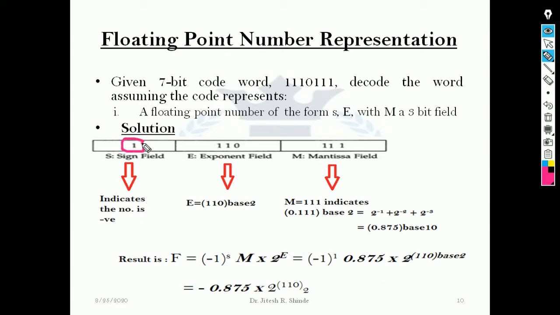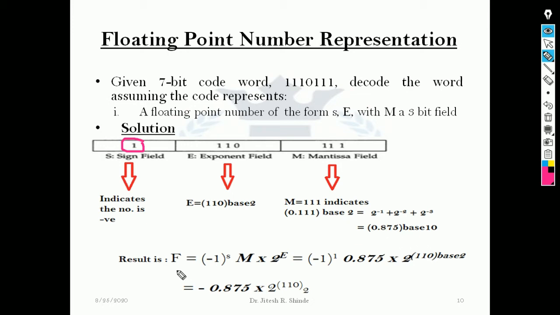Here, this number 1111011 indicates the number is negative. The exponent part is 110, which indicates the exponent is 110 to the base 2. The mantissa component is 111, that is, the mantissa is the fractional part, so we are writing this as 0.111 to the base 2. Using the knowledge of the positional number system, we get 2 to the power minus 1 plus 2 to the power minus 2 plus 2 to the power minus 3, that is 0.875 to the base 10.